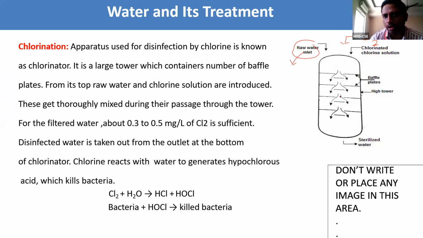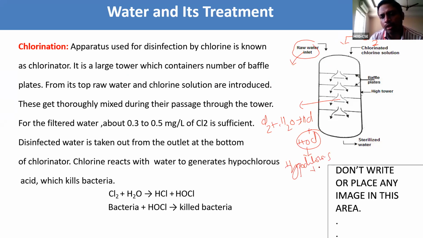What happens inside this chlorinator? The chlorine reacts with water, H2O. It forms HCl plus hypochlorous acid, HOCl. Here HOCl acts as hypochlorous acid. This acts as a powerful germicide, which kills the germs or pathogenic bacteria present in the water.